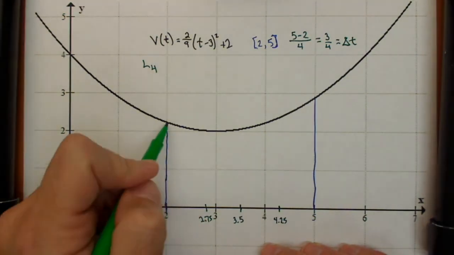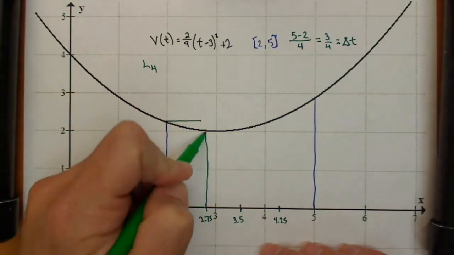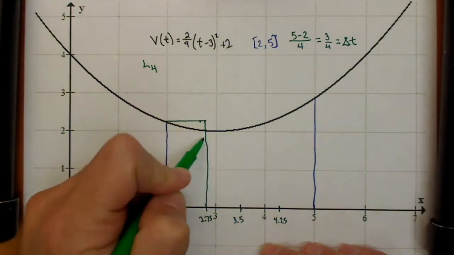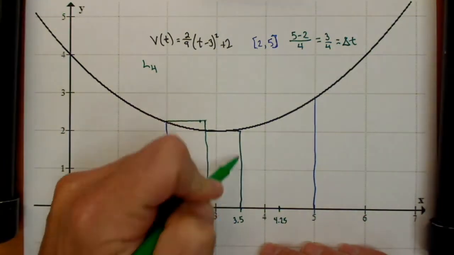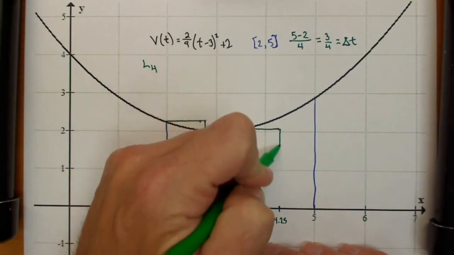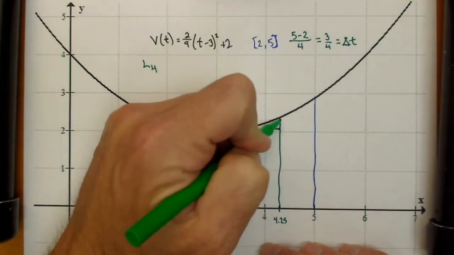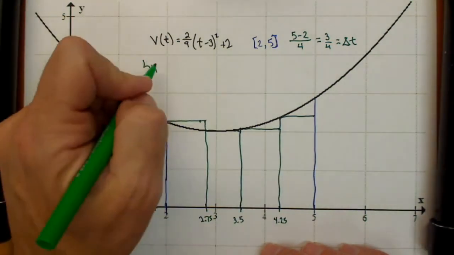Now we're going to use the left-hand rule, so that means the left end is going to make the tops of our rectangle. So we're going to come over and down. Left end, over, and down. Left end, over, and we don't need to go down on that one. So that would be our left-hand rule there in the green.